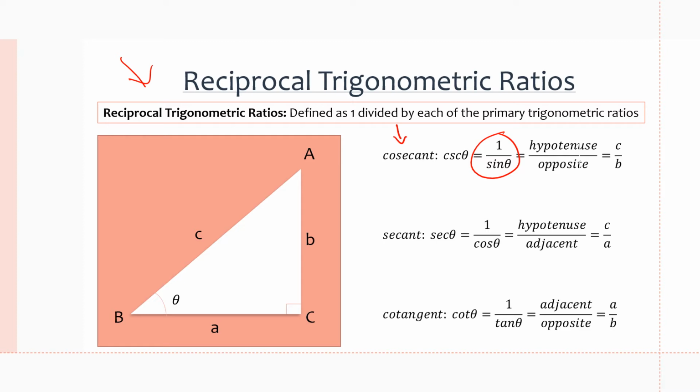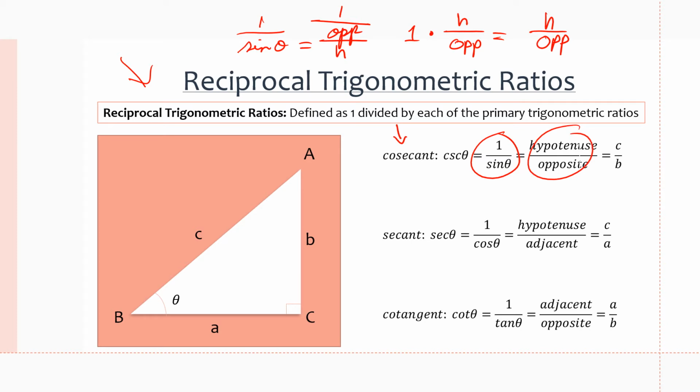This means that since sine theta was opposite over hypotenuse, now we are taking the reciprocal of the ratio and turning it into hypotenuse over opposite. So if we do 1 over sine, we have 1 over opposite over hypotenuse, which is the same thing as 1 times hypotenuse over opposite, which gives us hypotenuse over opposite. And that's our cosecant ratio, the hypotenuse of the triangle over the opposite side from the angle theta, which in this case is B.